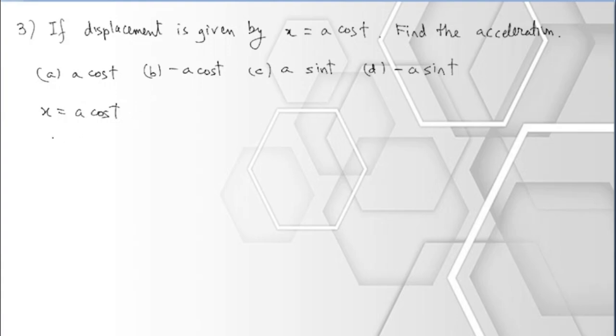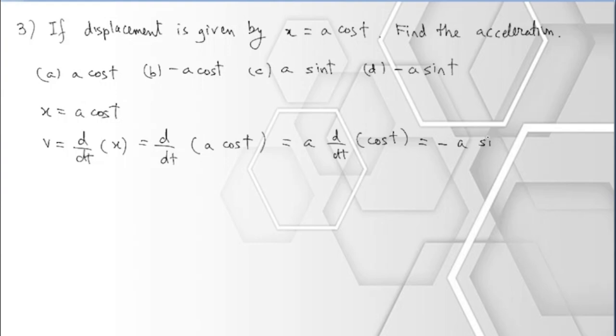Okay, so I hope you have done it. Let us try. So velocity is rate of change of displacement, that is d by dt of a cos t, that is equals to, now here a is a constant, so a d by dt of cos t, right? So what is d by dt of cos t? That is minus sin t. So it is minus a sine t. So now you have the velocity.